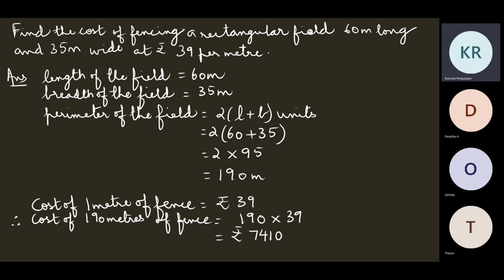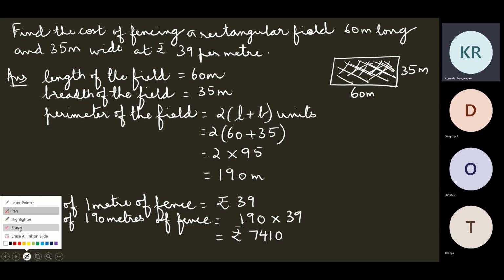Okay, so the question is find the cost of fencing a rectangular field. A field is in the shape of a rectangle. The length of the field is 60 meters and the breadth of the field is 35 meters. Now, we know that the fence goes along the boundary of the field. Fencing has got nothing to do with this portion of the field.